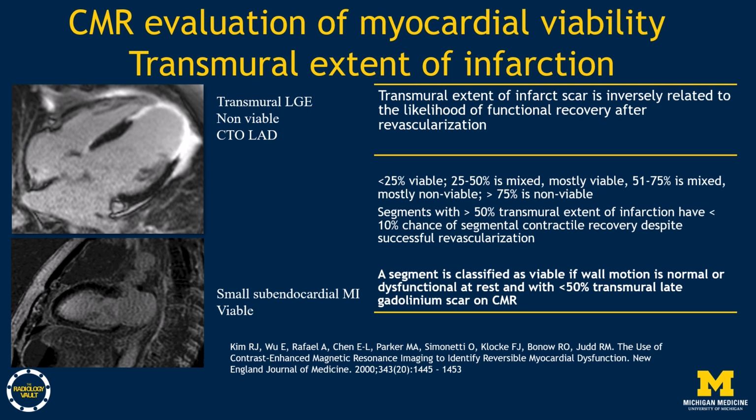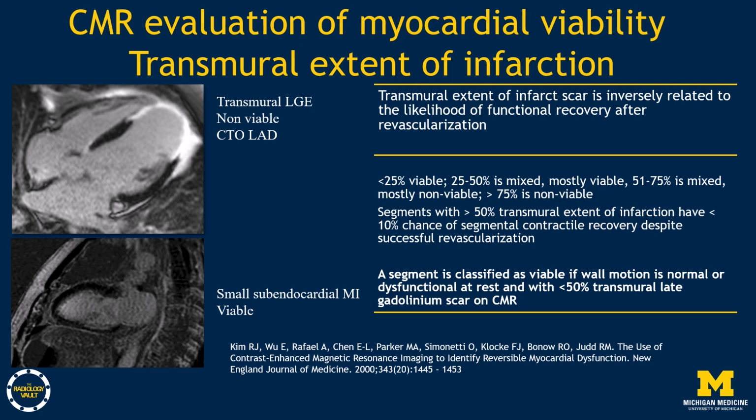The patient on the bottom left has an area of enhancement in the subendocardium, less than 50% transmural thickness, in the basal inferior wall in the RCA distribution. This segment is viable and the patient is likely to recover function of that segment after revascularization.